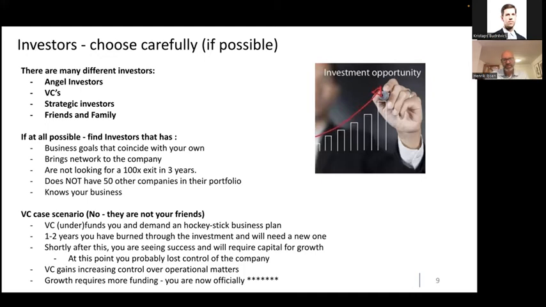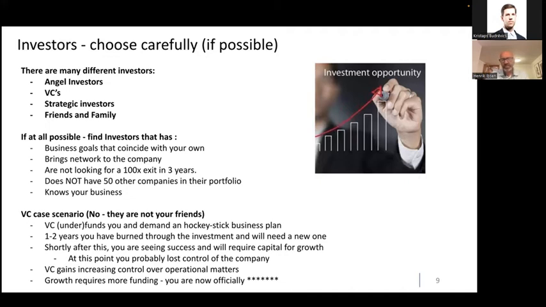So you will need a new investment, because that's what they do. And then shortly thereafter, you will see success, but that's fine. You require capital for growth. And then at that point, you probably lose control of the company. So this is their play, and they are completely cynical about it.